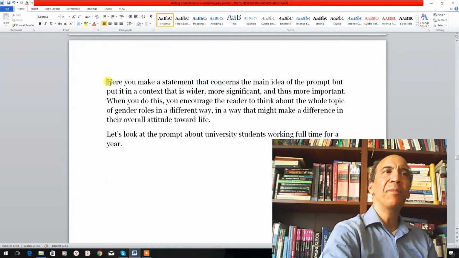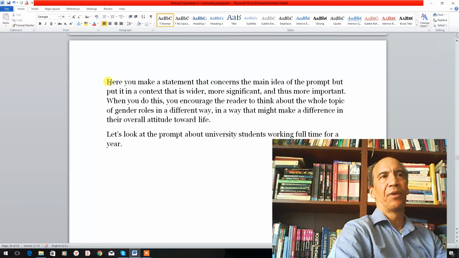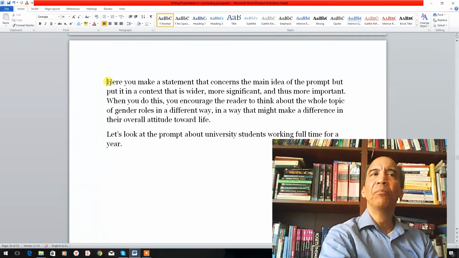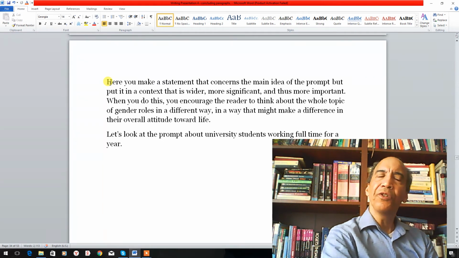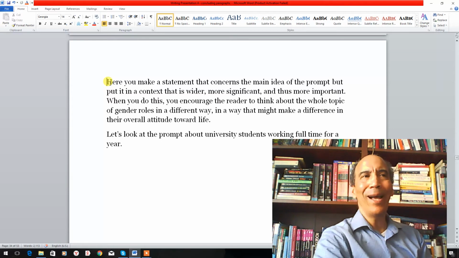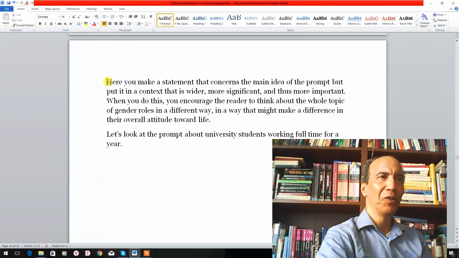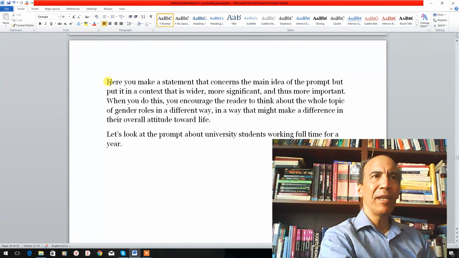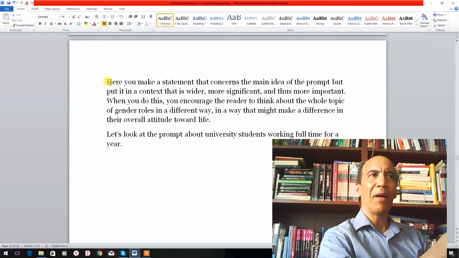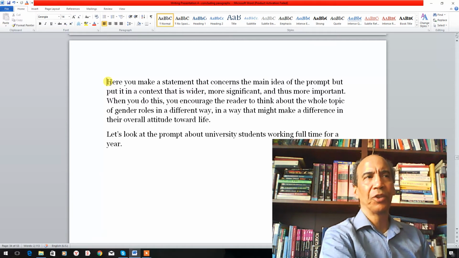Here, you make a statement that concerns the main idea of the prompt, but you put it in a context that is wider, that is more significant, and thus more important. When you do this, you encourage the reader to think about the whole topic of gender roles in a different way, not just taking a little course when you're 13 or 14 years old. You think about it in a way that might make a difference in the way people think about life, about their overall attitude toward life.